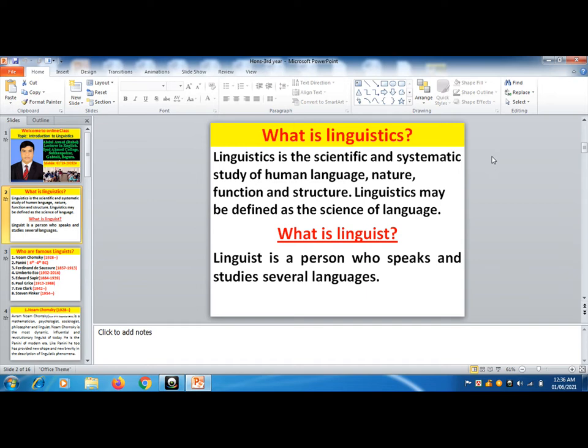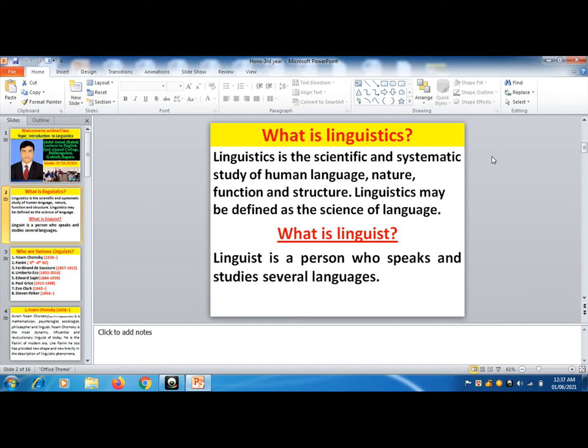Introduction to linguists. Actually, we have to know what is linguistics and what is a linguist. So, linguistics is the scientific and systematic study of human language, its nature, function, and structure. Linguistics may be defined as the science of language. I mean, you have understood the idea about linguistics.